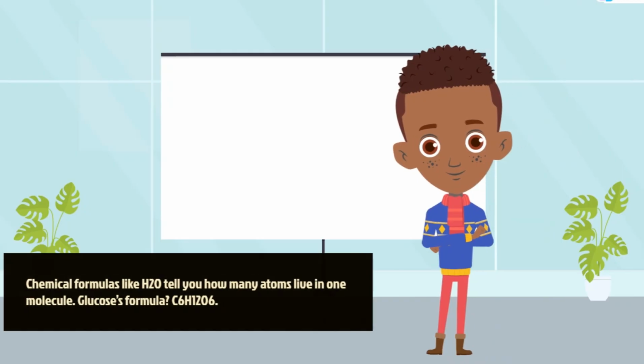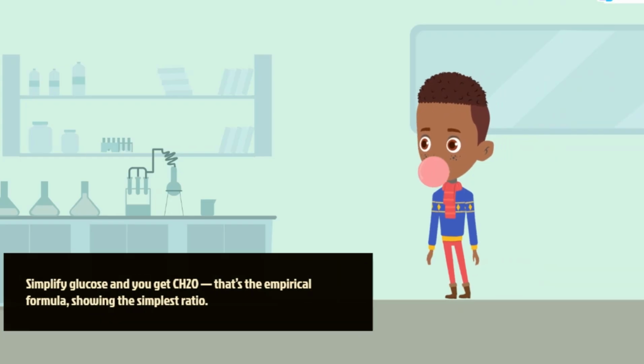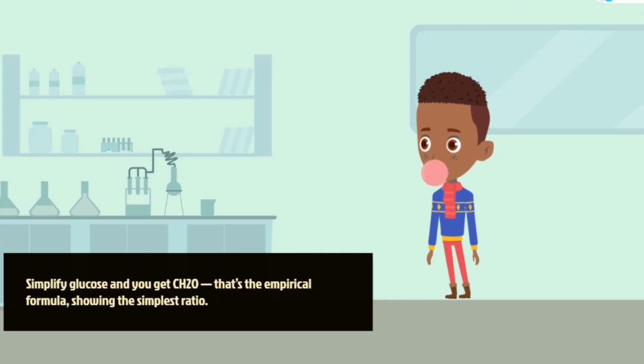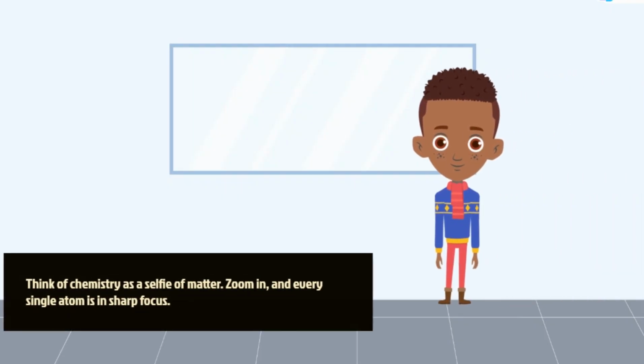Chemical formulas like H2O tell you how many atoms live in one molecule. Glucose's formula? C6H12O6. Simplify glucose and you get CH2O. That's the empirical formula, showing the simplest ratio. Think of chemistry as a selfie of matter. Zoom in, and every single atom is in sharp focus.